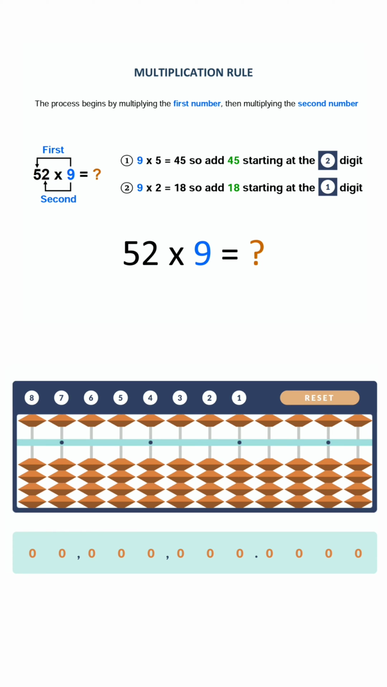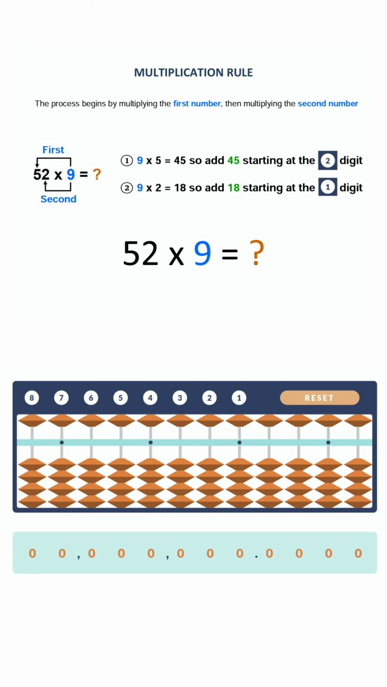So basically in this video, we're going to be covering how multiplication works on an abacus. And the way this process begins is that we're going to multiply the first number by the number that's given to us, and then the second number by the number that's given to us as well. So for the purposes of this example, we're going to be working on 52 times 9. So for this, we're going to be working on the 2-digit spot as you see on the abacus down below with the numbers up above.